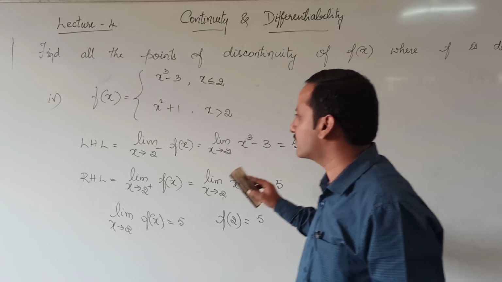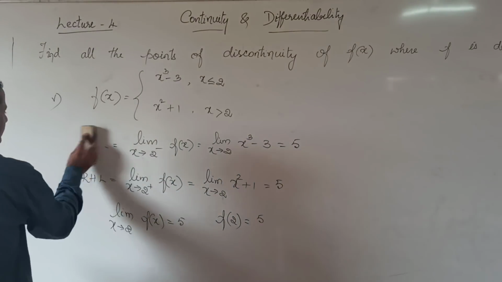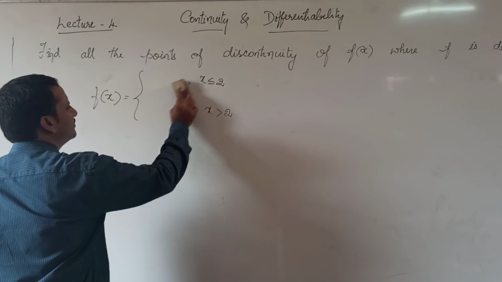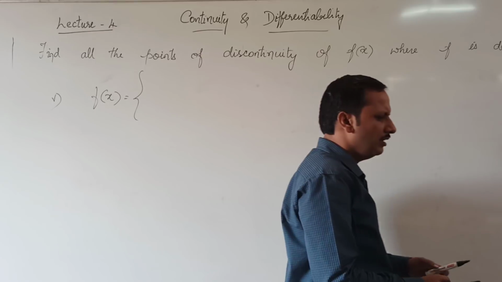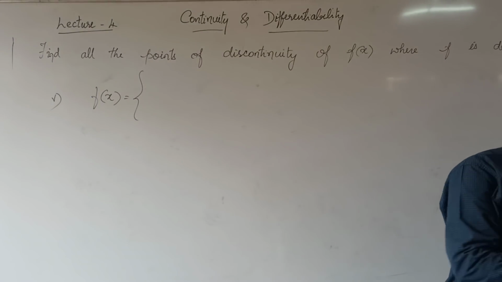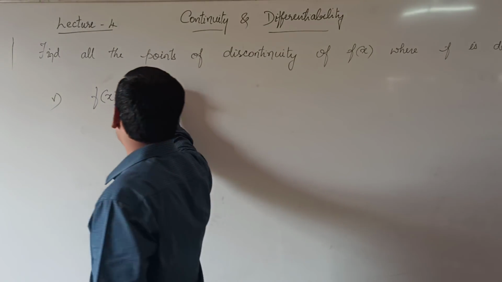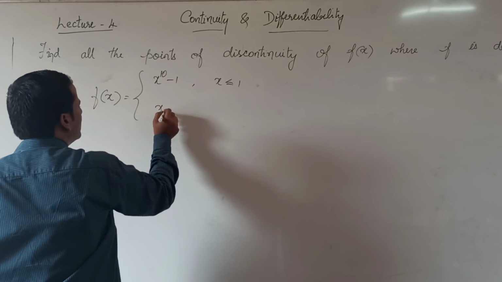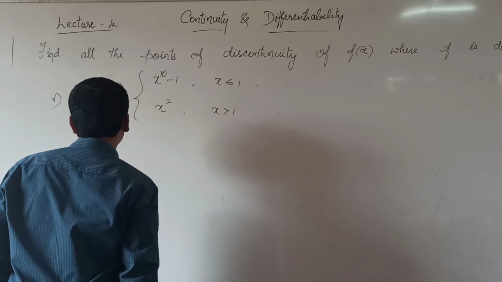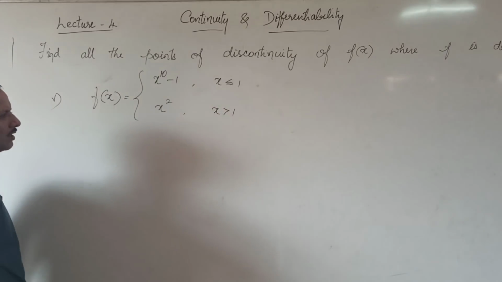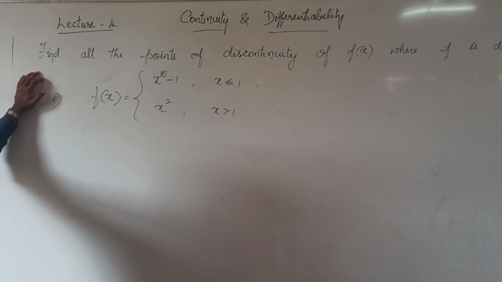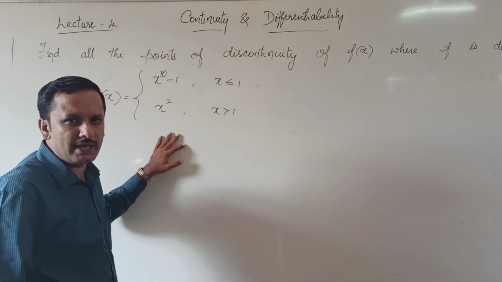Okay, let's move to the next question. F of x is equal to x power 10 minus 1 when x is less than or equal to 1, and x square when x is greater than 1. Here also we want to find the points of discontinuity of this function f of x.